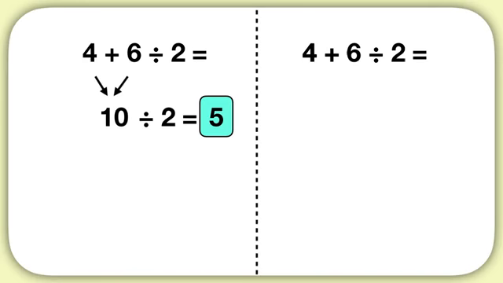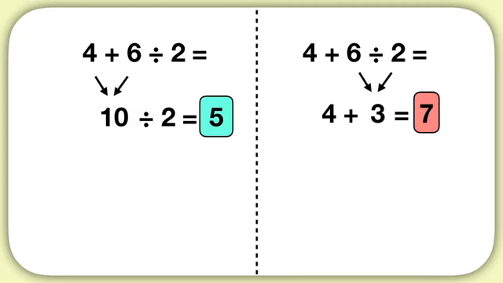On the right side, we're going to start by dividing 6 by 2. When you do this, you get 3. Then you can add 4 plus 3 to get an answer of 7. And now we have a problem. We solved the same equation, but we got two different answers.